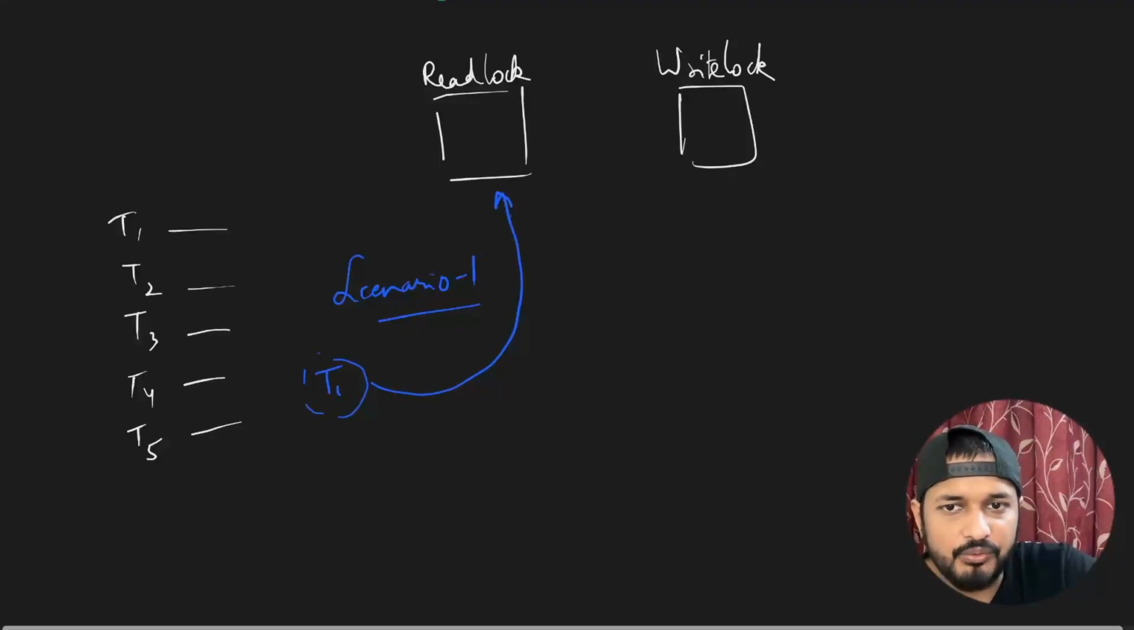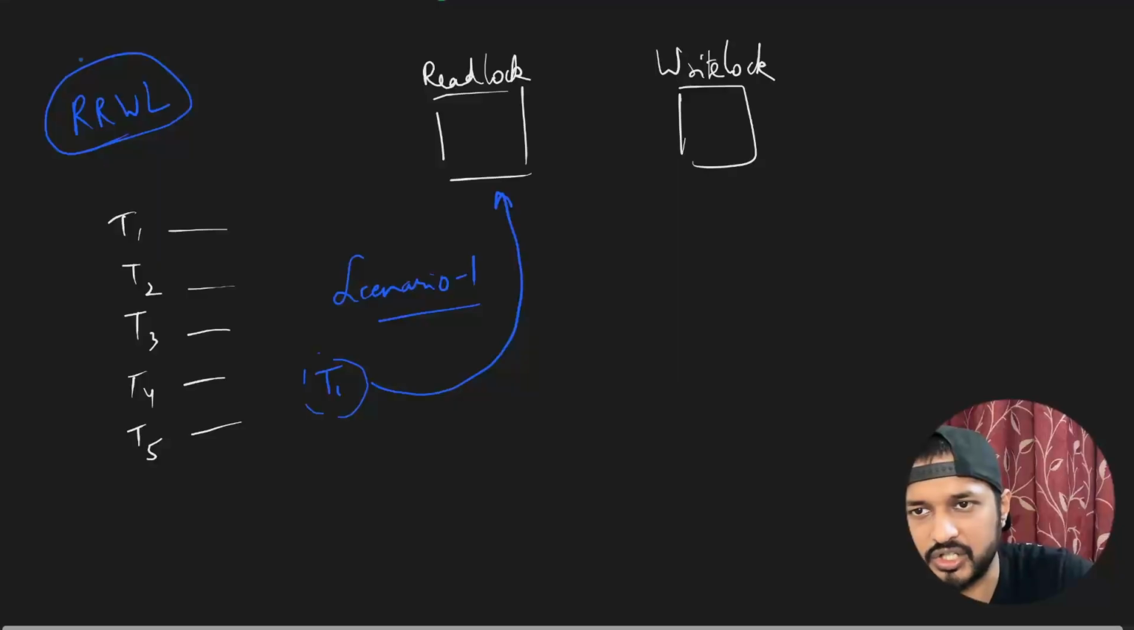At that time, what will our ReentrantReadWriteLock class do? This is the short form that I will be using, RRWL, for the ReentrantReadWriteLock class. What will this class do? First, this class will check, is ReadLock acquired by any other thread? No. WriteLock acquired by any other thread? No. And therefore, T1 will be allowed to acquire ReadLock and perform its operation.